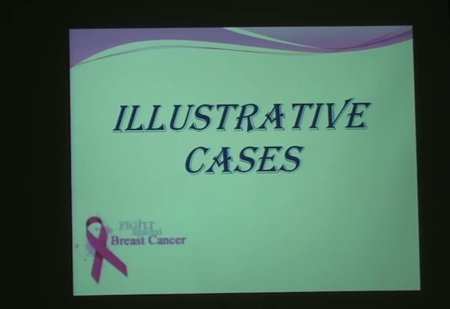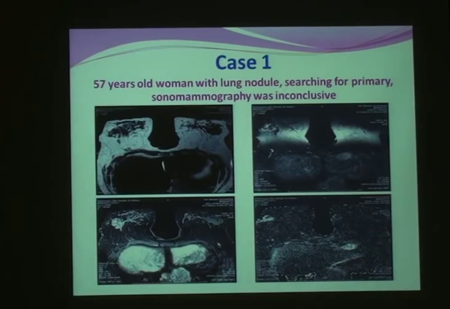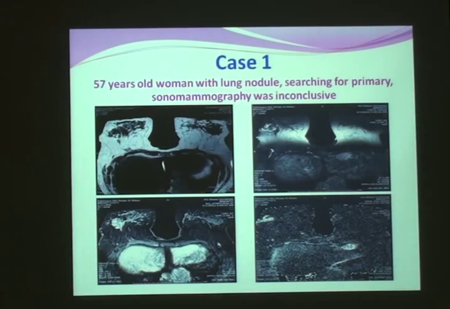Gladly, these illustrative cases are few, but they were done here at the MRI machine we have inside, with the help of Dr. Caleb. He was very supportive in getting me these cases. Shortly, there are just 3, I know I'm too long. This is a 57-year-old woman with a lung nodule, metastasis or something, and we're searching for the primary. It's a very important indication for MRI.